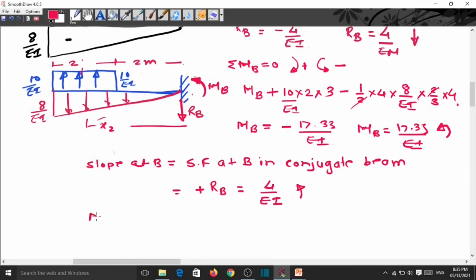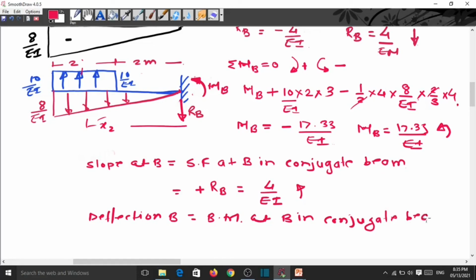Then deflection. Deflection at B is equal to the bending moment at B in the conjugate beam. So we can say that is equal to MB, and this is anti-clockwise. It means, as per sign convention, this creates a sagging bending moment. So this is plus.